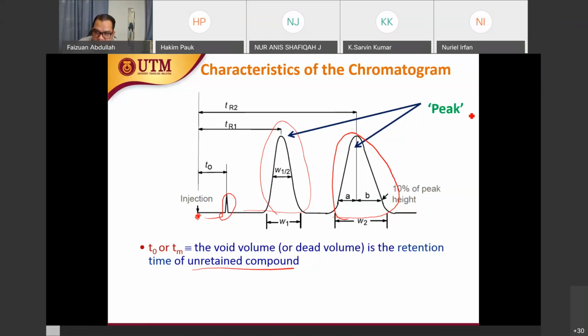Thank you, Hakim, for your answer. Hakim said that it is the time taken for the solute to pass through the column. Yes, it is, but can you explain more? What about the second peak and third peak? Why is this peak not counted?